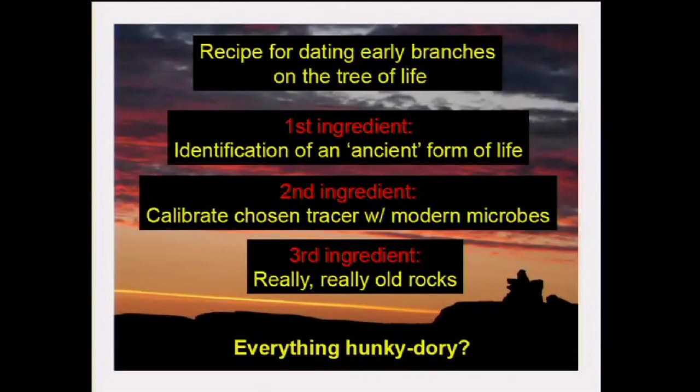And so what we do is we go into these rocks, crush them up, look for the isotopic composition of sulfur in these rocks, and try and say whether or not these sulfate-reducing microbes were around metabolizing at this time. And then we have a way to date that early branch on the tree of life. So there's the recipe laid out, okay? Really, really old rocks, a calibration made with modern organisms, and identification of an ancient form of life.